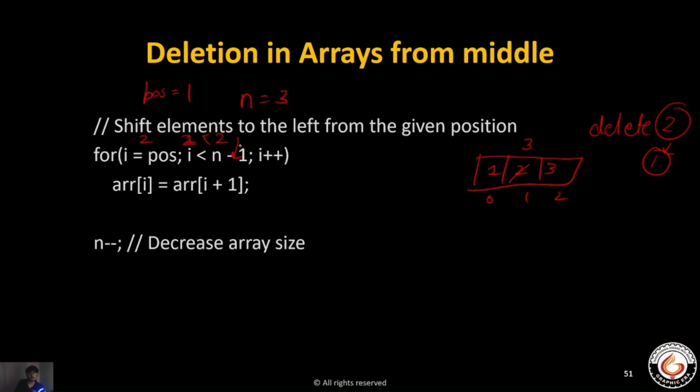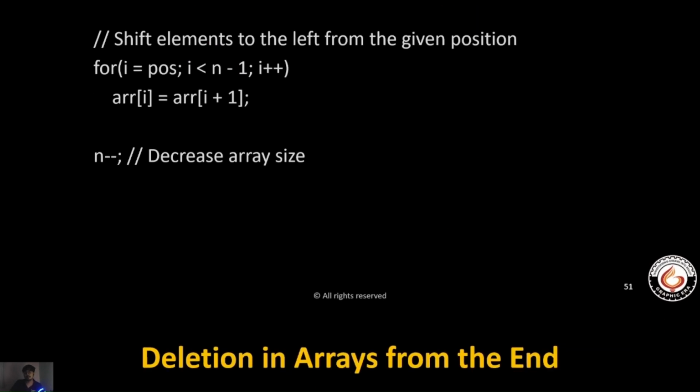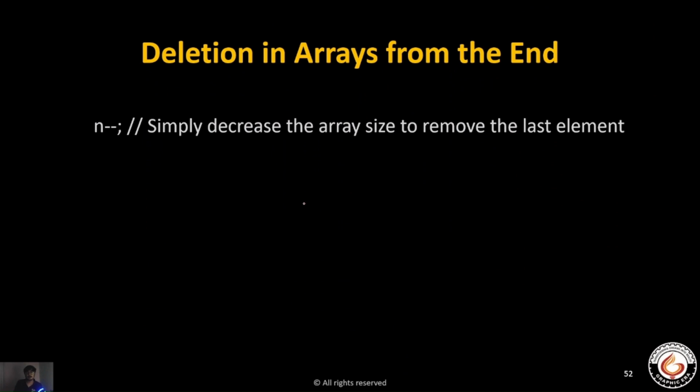Is 2 smaller than 2? No, that's not correct. So we will get out of this loop. Okay, so after the completion of the loop, we have 1, 3 and 3, and then again we will just decrease the size of the array. Then what we will have? 1, 3.